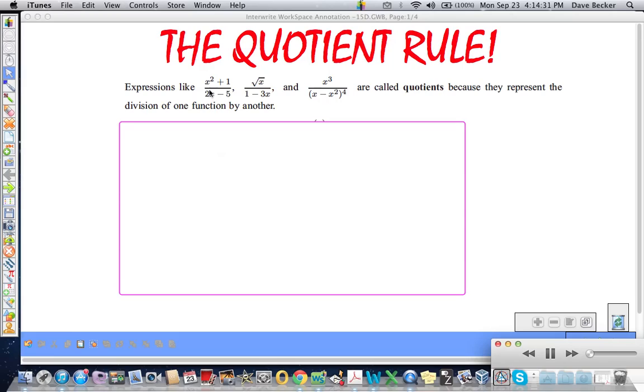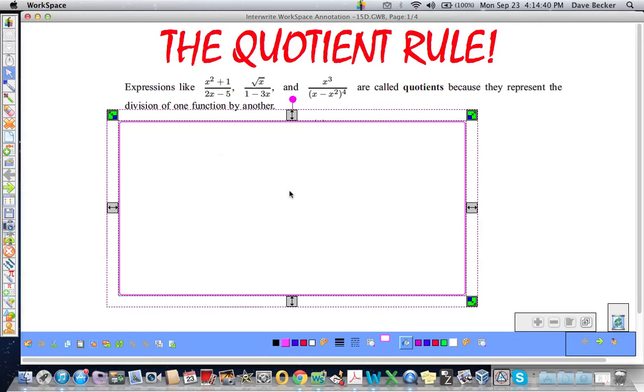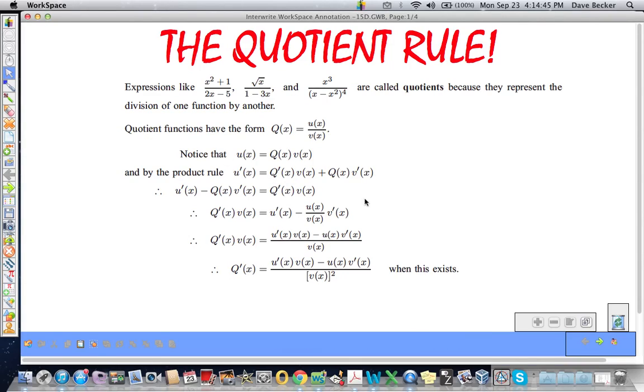You probably think of them as fractions, and fractions can be thought of as division problems. So if we have functions of this form, we can use the quotient rule. Okay, well, what is the quotient rule? Well, I'm not going to go through this step by step. I'm just going to give you the overview of it.